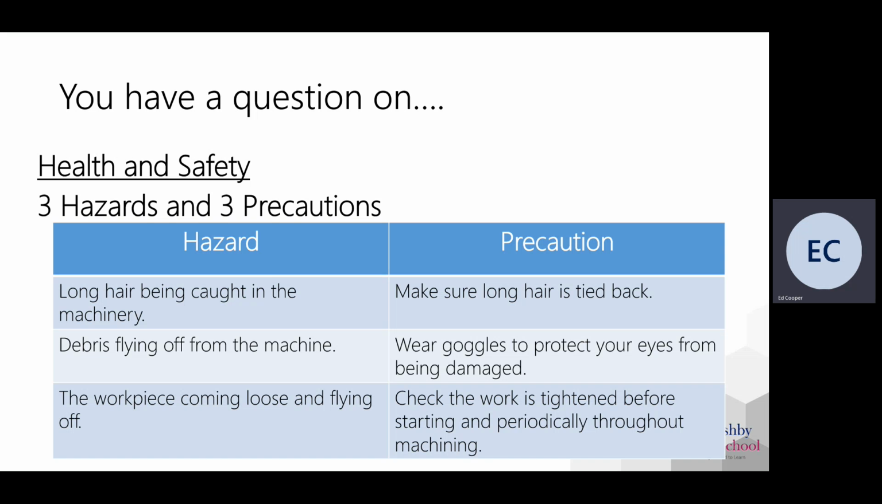What precaution could we have for long hair? Well, we could tie it back. We could put on a hat, a safety hat, for example, to stop that hair falling down. So think about seeing people in factories where they've got hats on, safety helmets, or even just hair nets to stop their hair falling towards the machinery.